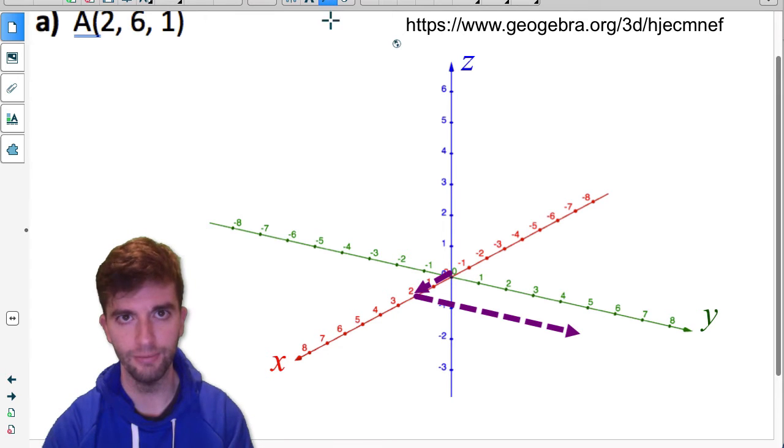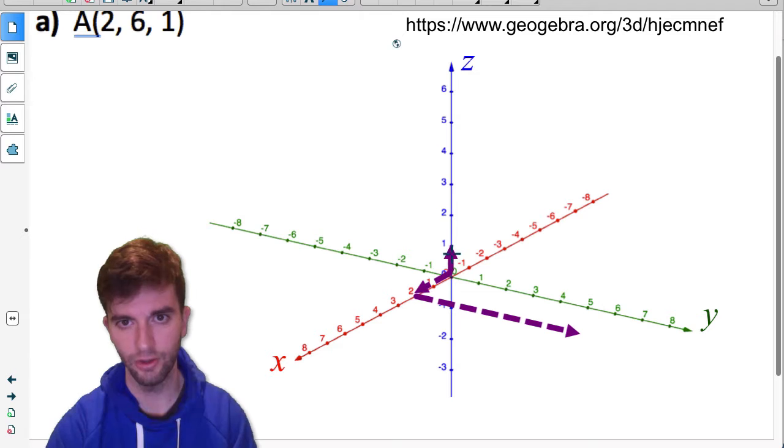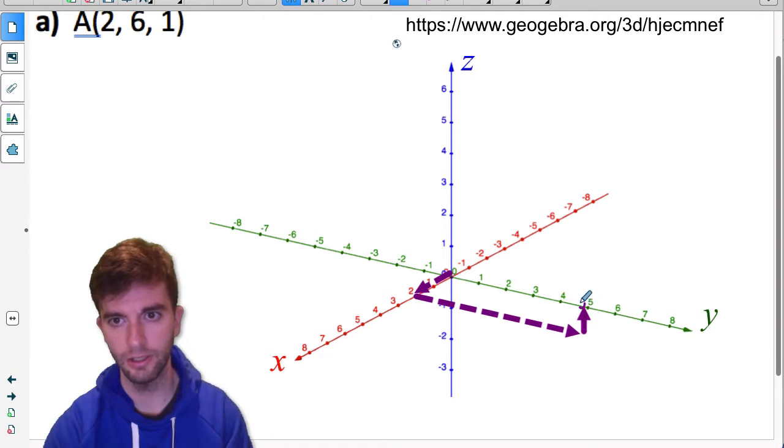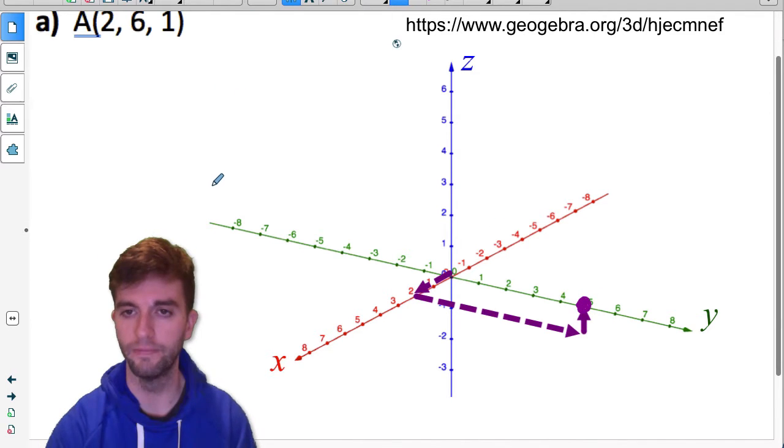And then I would have to move 1 unit parallel to the positive z-axis. So I would have to move that far along the positive z-axis from where I am after moving in the x and y direction. So that brings me to a point right about here. So that is the point 2, 6, 1.